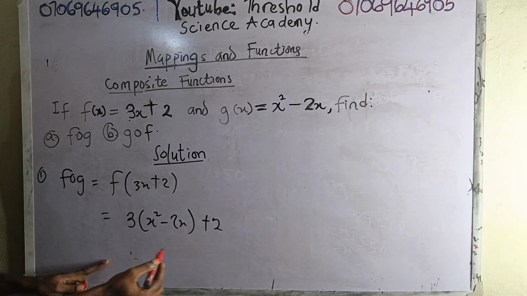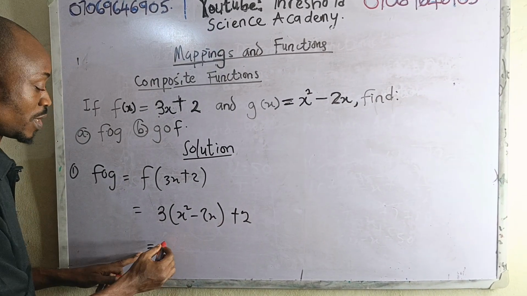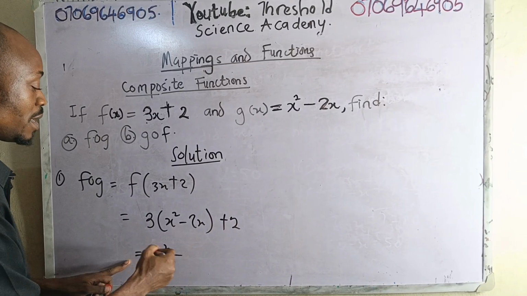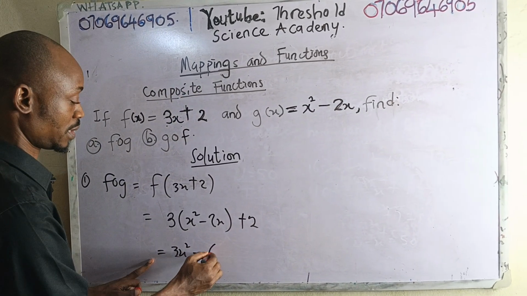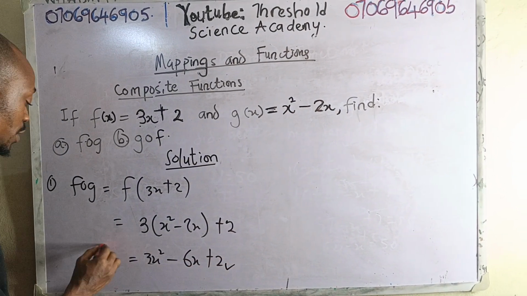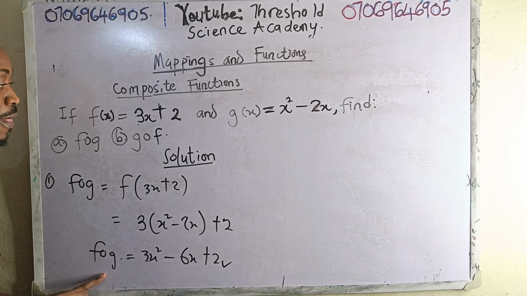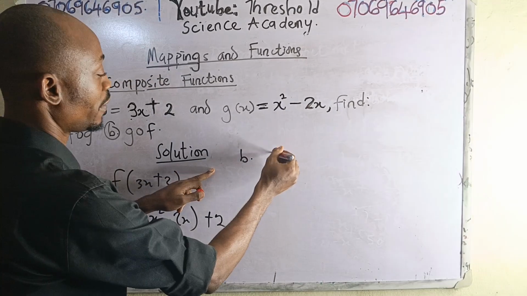So the next thing is just to simplify the expression, open the bracket and all of that. 3 times x squared is 3x squared minus 3 times 2x, that's going to be 6x. Then plus 2. And that is f of g. Simple. All right. And then question number B, we are asked to find g of f.